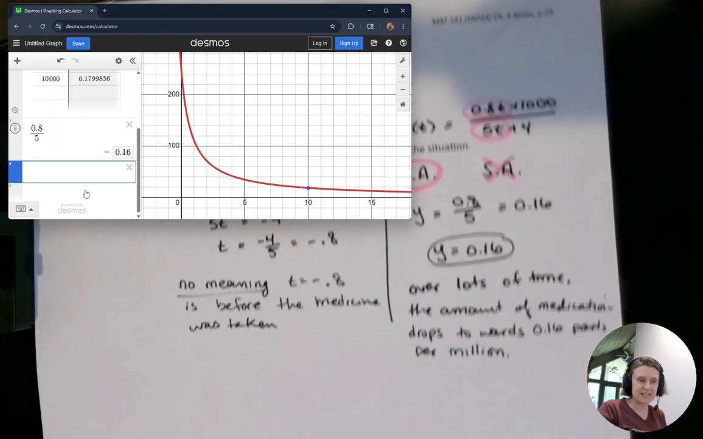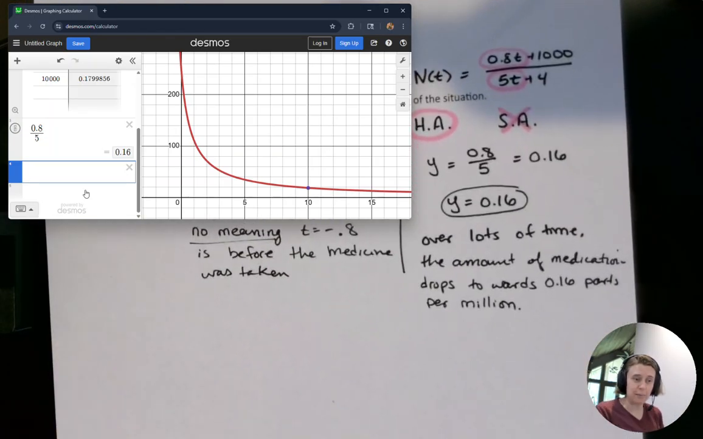And this does suggest that there's always some medication remaining in the bloodstream. Eventually, it might become so low that you're unable to register that medication on a blood test, but it is indicating that it's going to be dropping in such a way there's always going to be little left. Now, whether or not that's true depends on a couple of factors. It depends on the model, depends on the medication. This is what our model suggests.